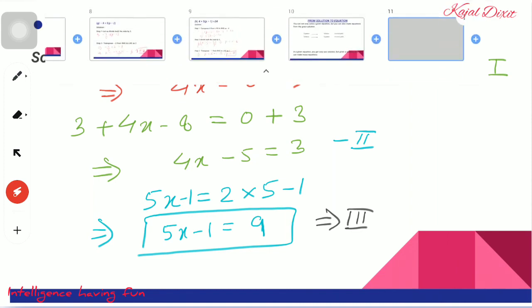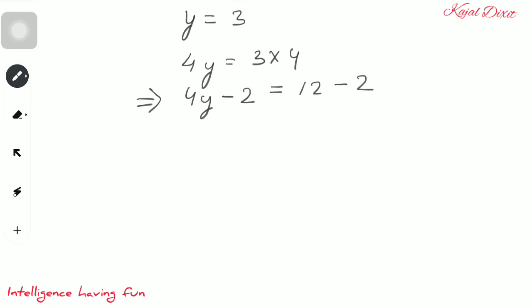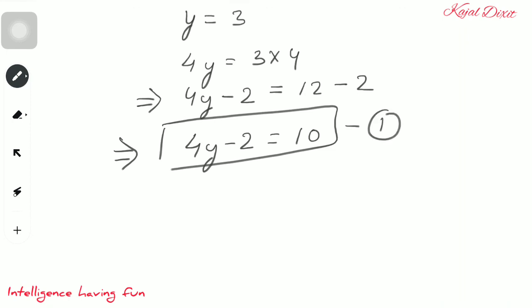We can take another example also. For example, let us take the value of y is equal to 3. So we can multiply y by 4. The right-hand side will also be multiplied by 4, and then I subtract 2 from the left-hand side, so the right-hand side will also have a subtraction of 2. The final equation I will get is 4y minus 2 is equal to 10. This is one equation having the solution y is equal to 3.